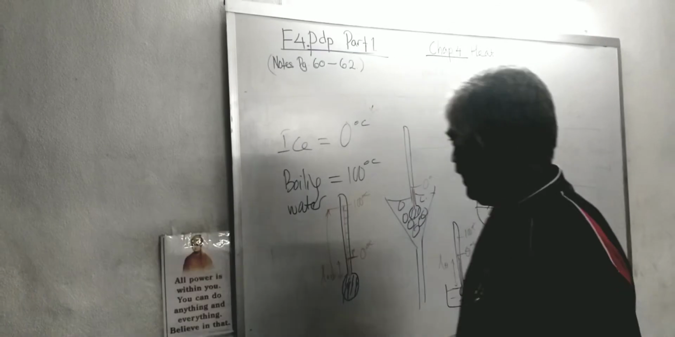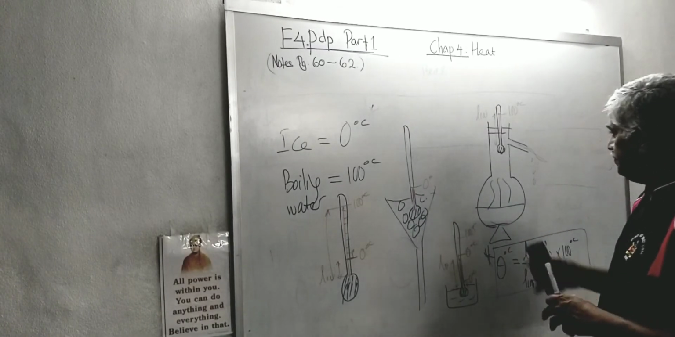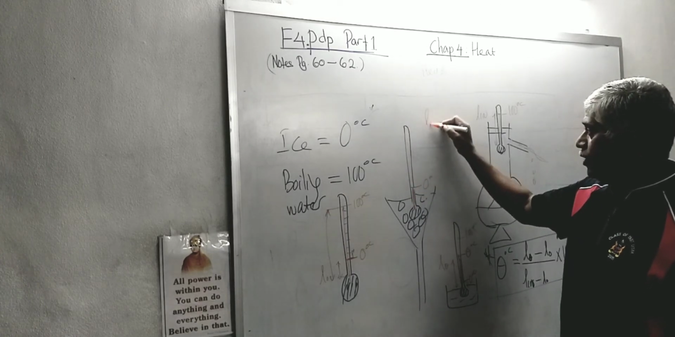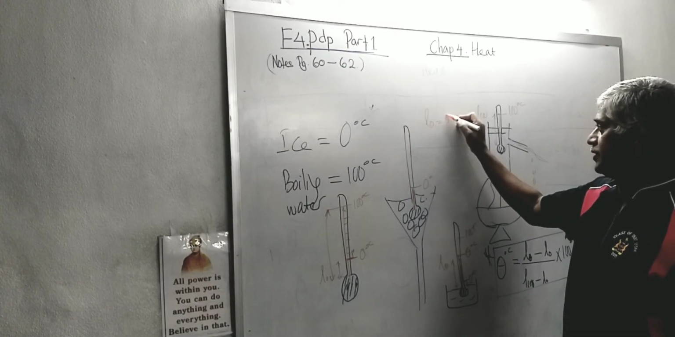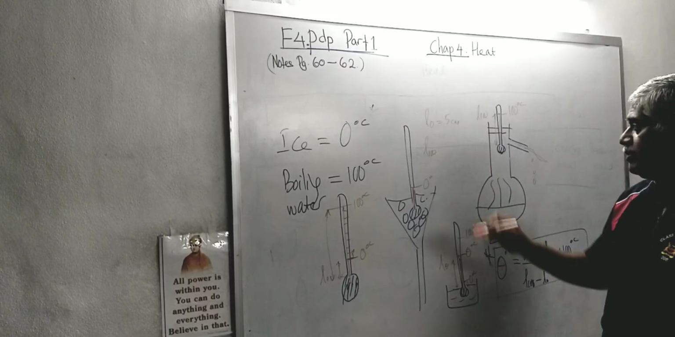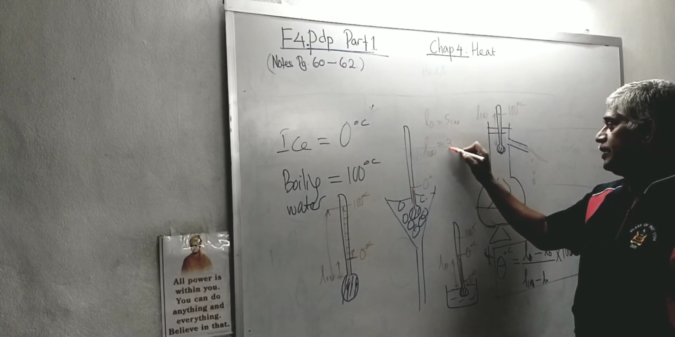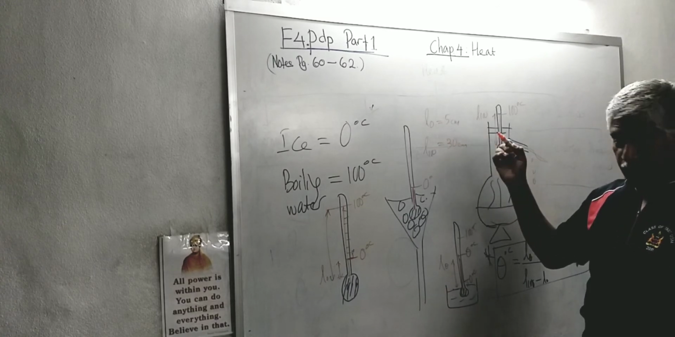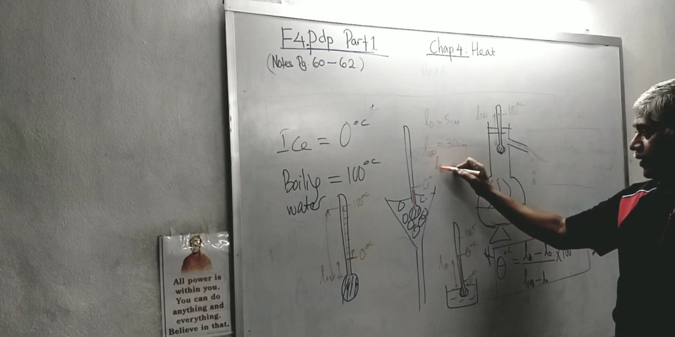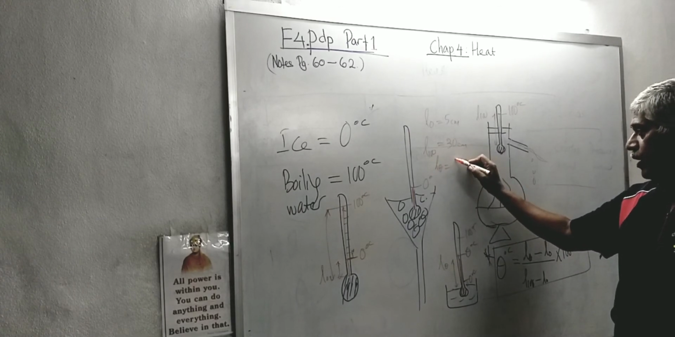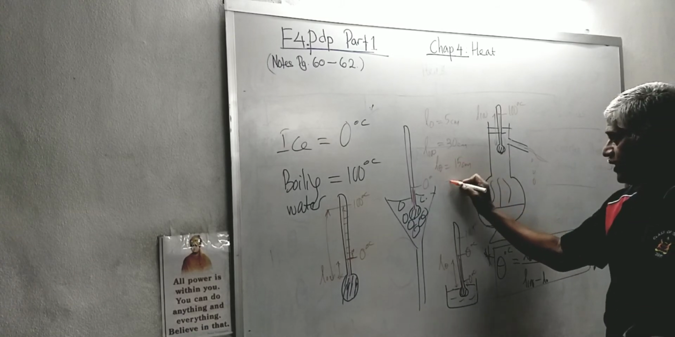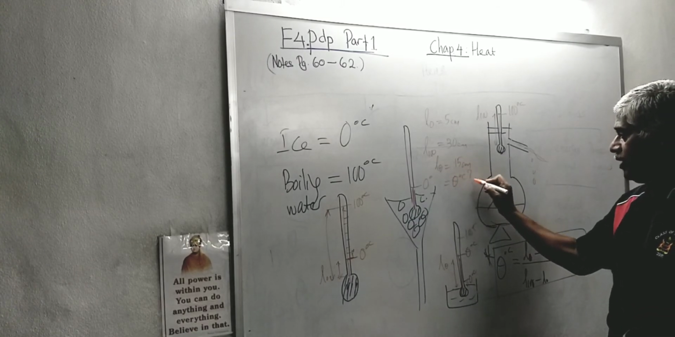Let's say when you put a thermometer in the ice, the length is L0. The length, let's say, is 5 centimeter. After you place it in boiling water, let's say the length is 30 centimeter. Example: now when you place it in the warm water here, let's say the length for theta becomes 15 centimeter. So I want to know this 15 centimeter length is equivalent to how many degrees Celsius.